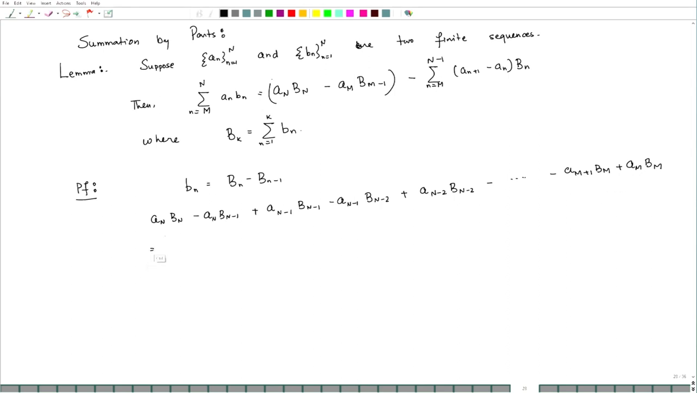So, now as you can see, what you are going to get is a_N B_N and a_m B_{m-1}. If you do the cancellation here, you have got the remaining terms, and this is going to give you the left hand side. So this is RHS equals LHS.